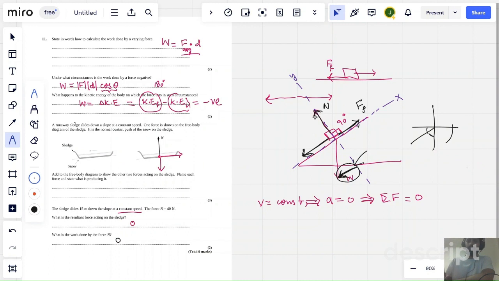The work done by the normal force on the sledge is zero. But if you calculate the work done by the weight on the sledge alone, not the net work done, just the work done by the weight, it will be non-zero.